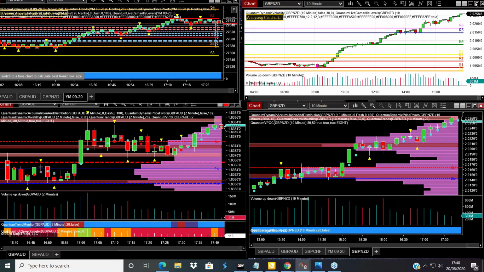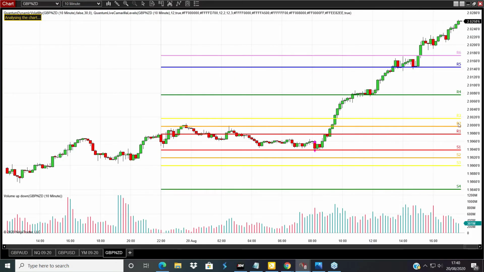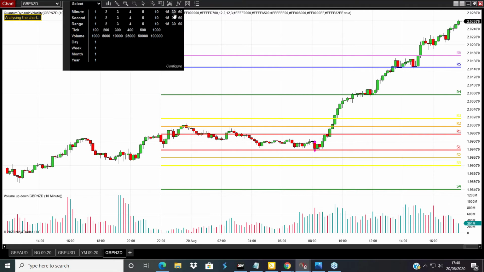Because on the 10-minute chart, we've actually chewed through every single level. As I said, we have 6 levels. We've gone through the 4th, we've gone through the 5th, we've actually broken through the 6th. We had a little bit of congestion here on the 6th. So we have to go to the slower time frame.